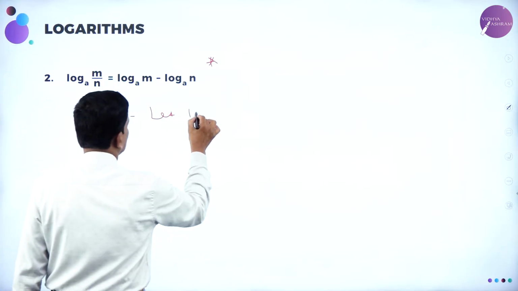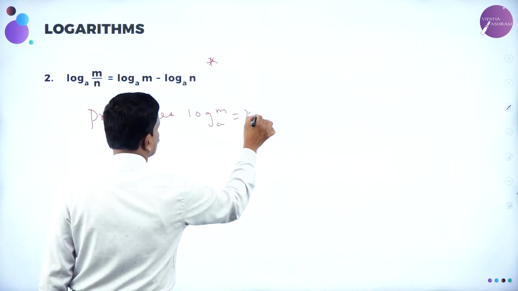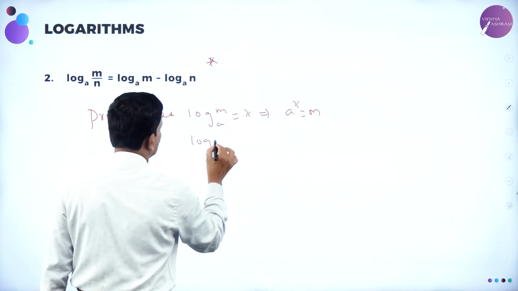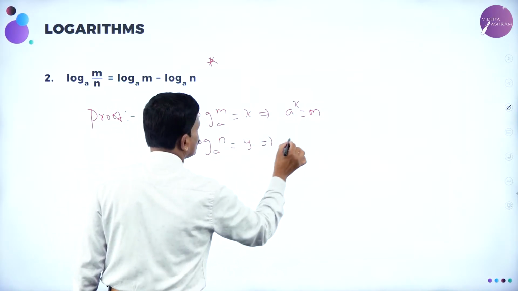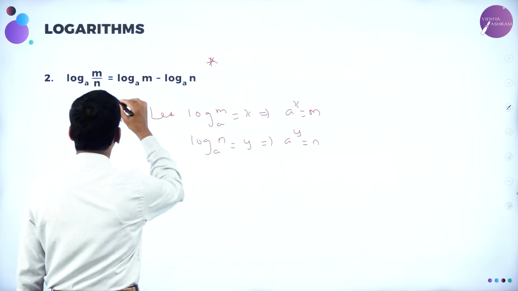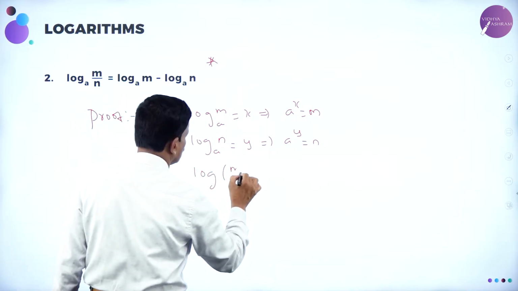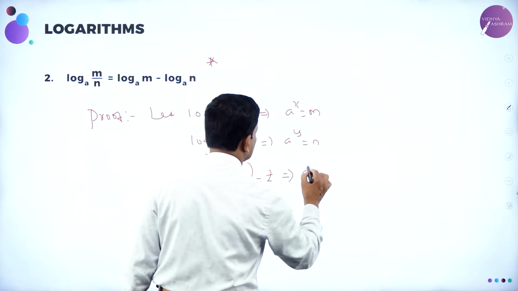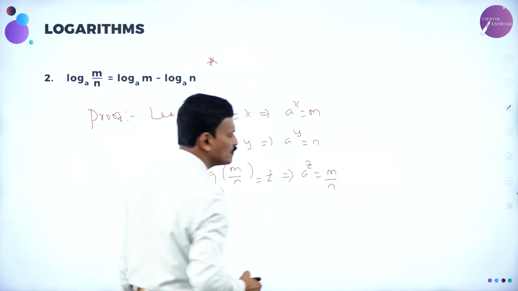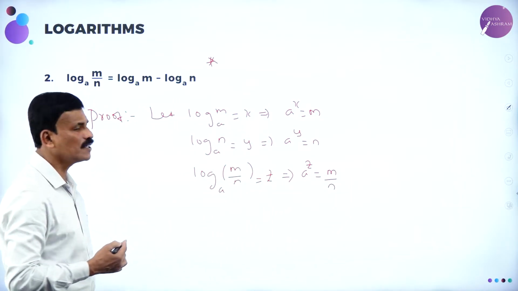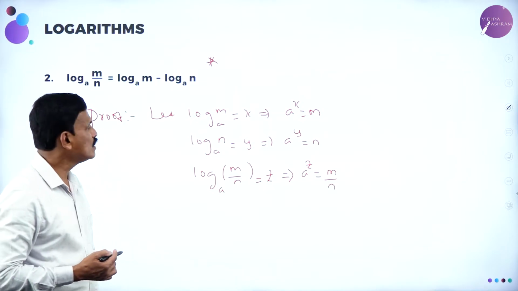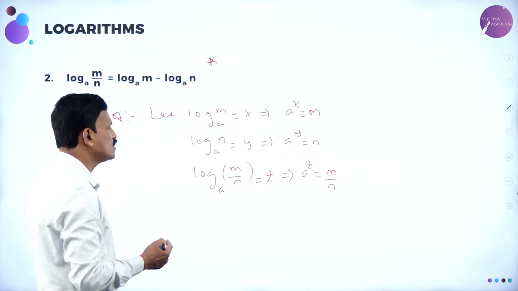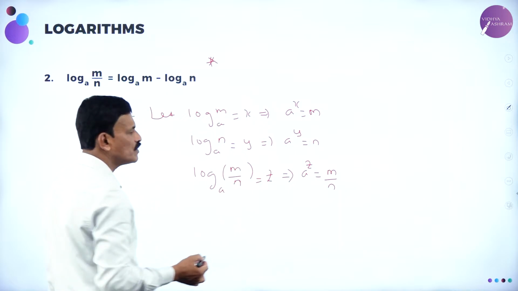Let logarithm of m to base a is equal to x, which implies a to the power of x is equal to m. Similarly, log n to base a is equal to y, which implies a to the power of y is equal to n, and logarithm of m by n to base a is equal to z, which implies a power z is equal to m by n. These are the things.